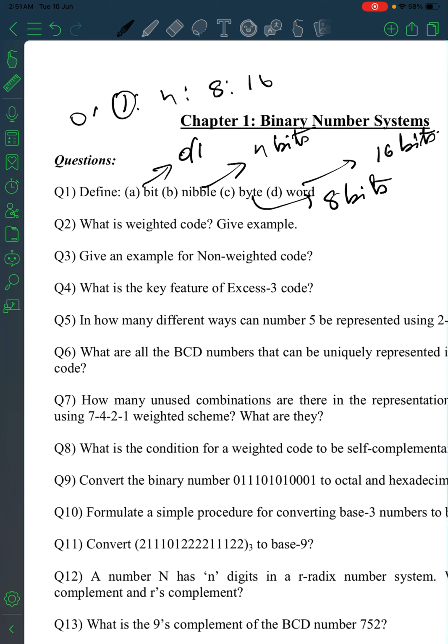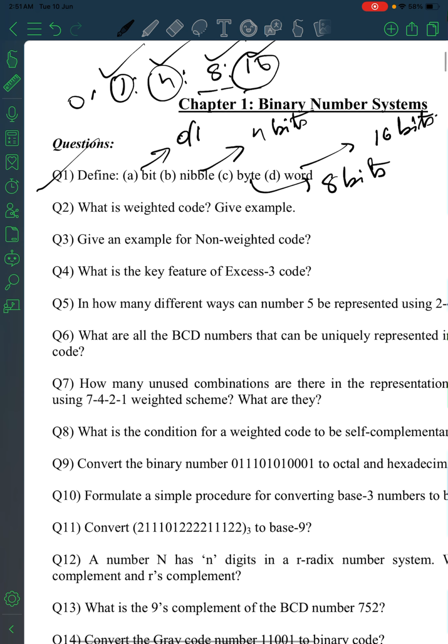1 means the length of the binary digit, whether it is 0 or 1, and 4 is the size, 8 is the size, 16 is the size. This is a bit, this is a nibble, this is a byte, this is a word. Word in the context of digital electronics and not in the context of standard English. So that is the first question.